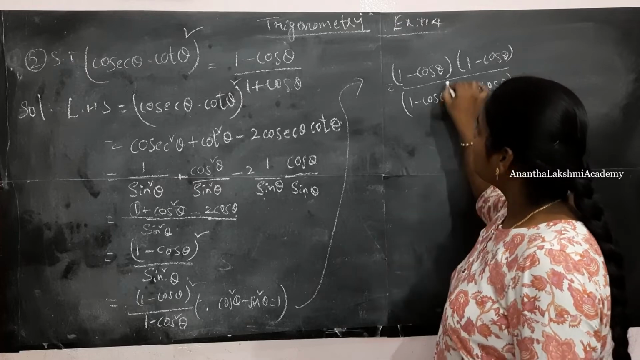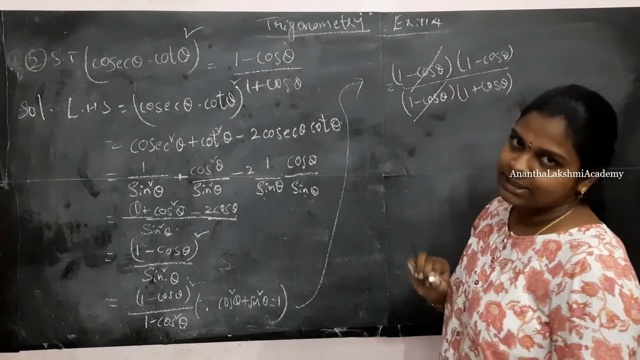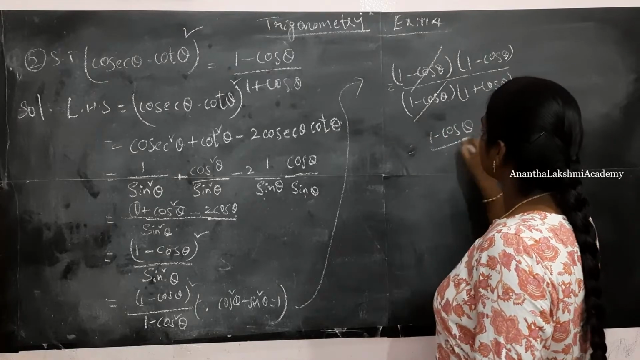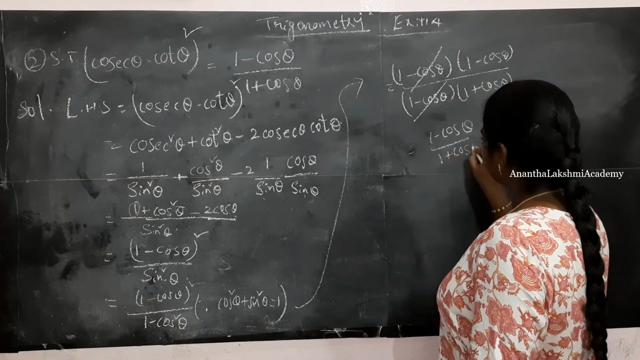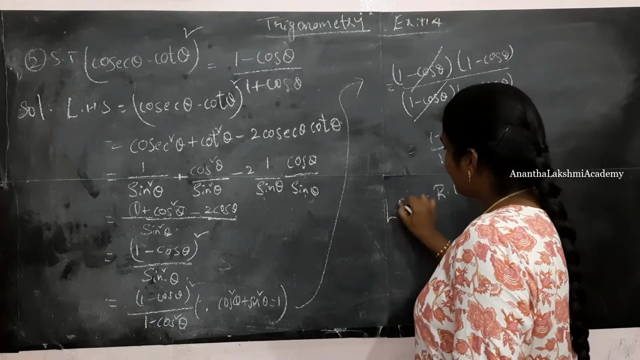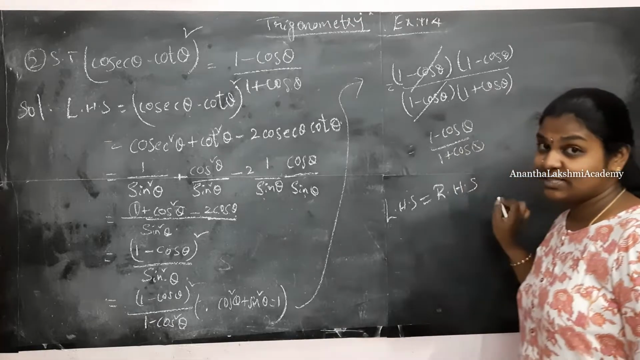So what happens? 1 minus cos theta, 1 minus cos theta gets cancelled, and the solution is 1 minus cos theta by 1 plus cos theta, which is equal to RHS. LHS is equal to RHS, hence proved.